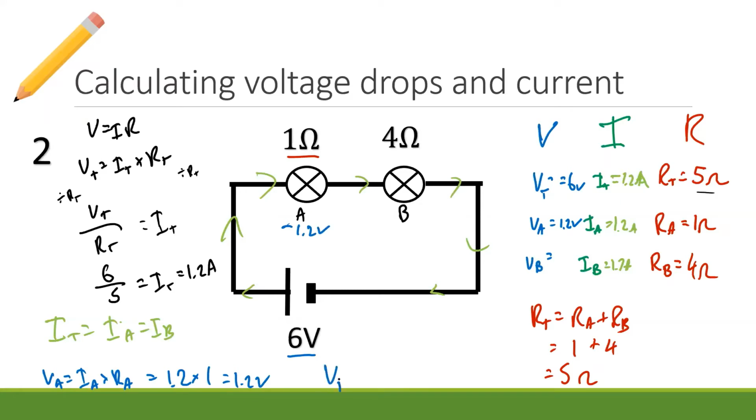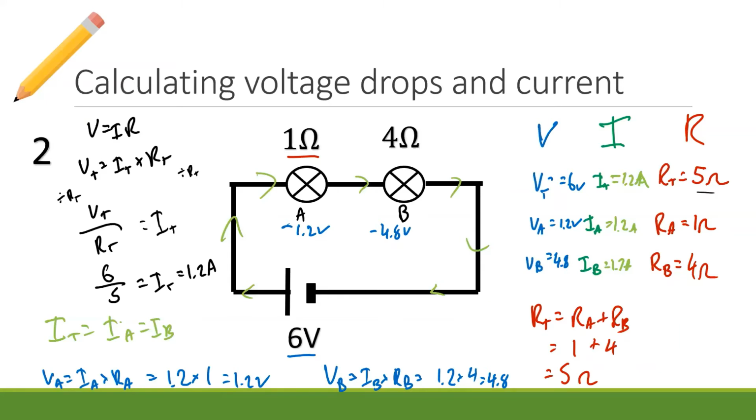For the second one, VB equals IB times RB. IB in this case is 1.2, but RB is not 1, RB is 4. 1.2 times 4 happens to be 4.8. So we've got minus 4.8 volts. And that is actually it. That is a complete solve of this particular problem.